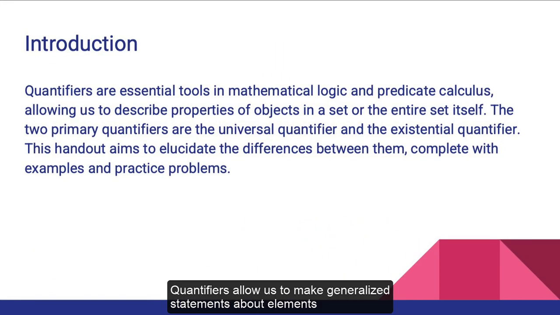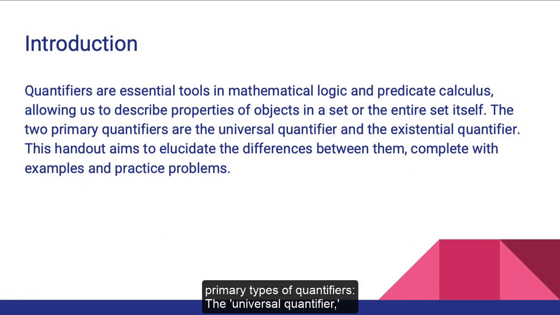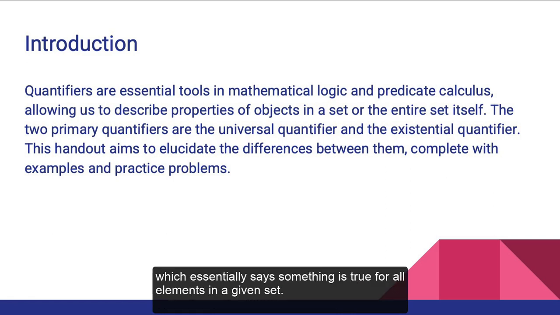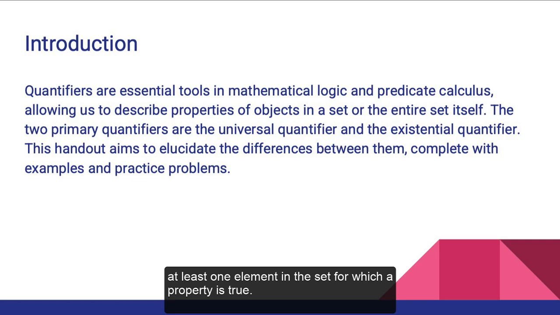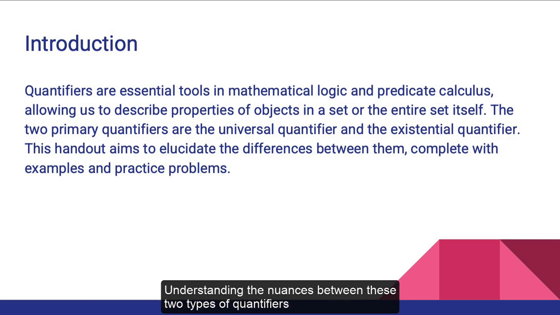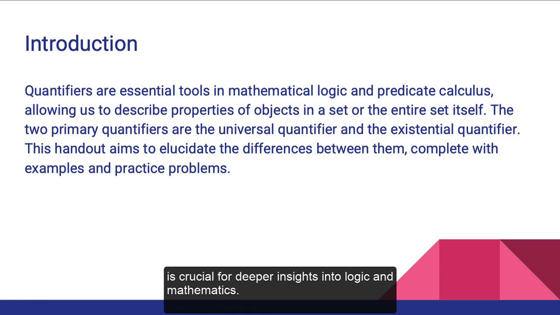Quantifiers allow us to make generalized statements about elements within a set, or about the set as a whole. There are two primary types of quantifiers. The universal quantifier, which essentially says something is true for all elements in a given set. The existential quantifier, which states that there exists at least one element in the set for which a property is true.